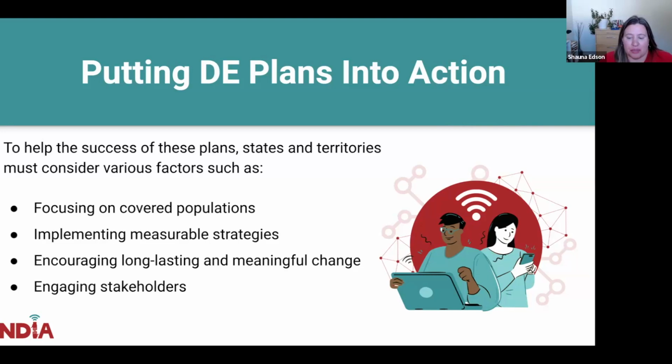They also must include implementing measurable strategies by collecting and analyzing data to show the success of the activities that are funded by the program. They need to encourage lasting and meaningful change. This means that they want to see sustainable programs that will go beyond the funding duration. And then they also want to see states engaging stakeholders and participants in programs to ensure the digital inclusion activities that they're doing and funding are actually working and supporting the folks that they serve.